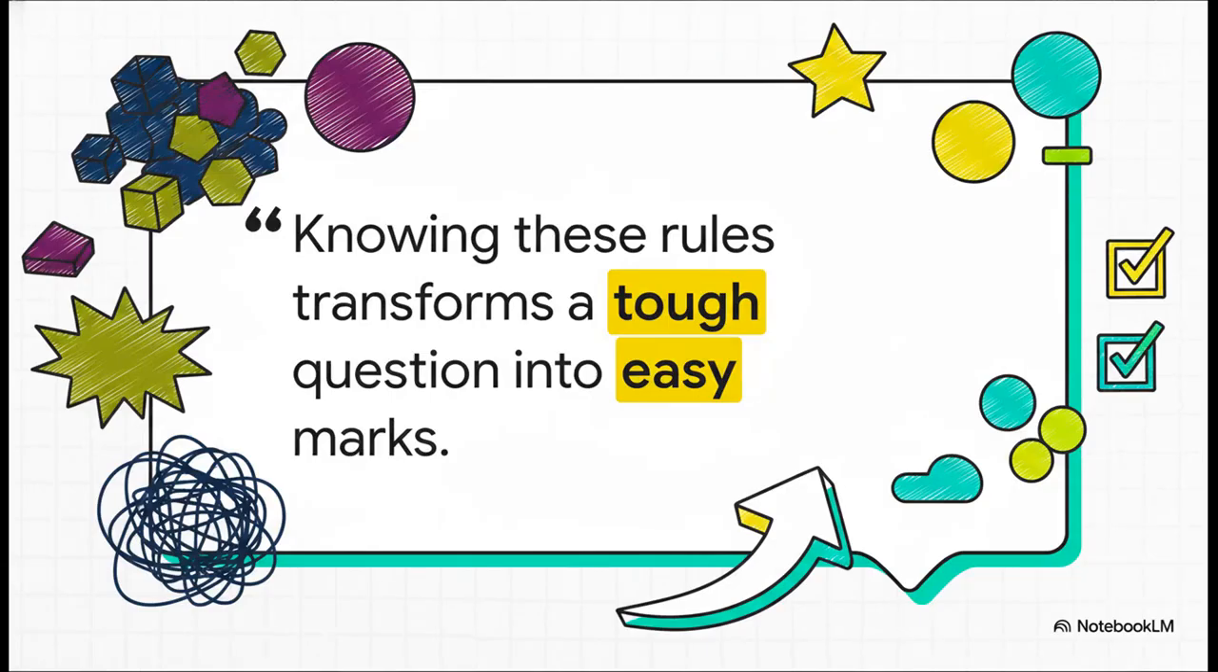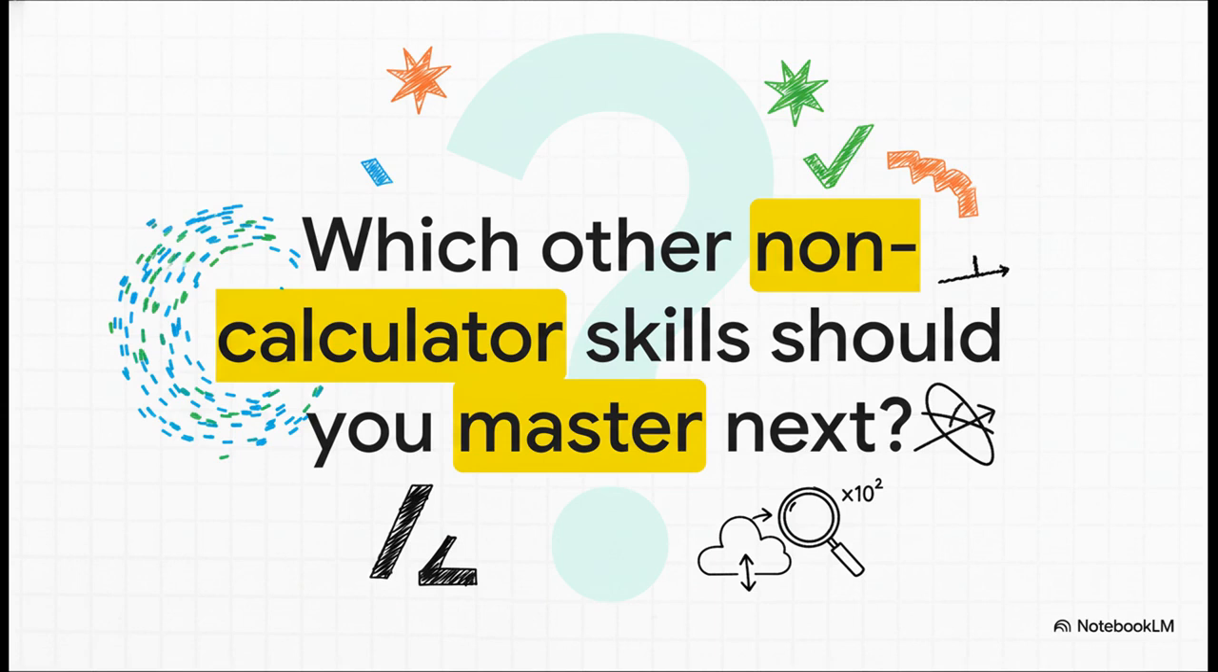And that's really the bottom line. What looks like a difficult abstract question when you first see it is actually just a simple process once you know the index laws. It's all about transforming those scary-looking problems into some very easy marks. So, with these index laws now firmly in your toolkit, what's next? What are the other key non-calculator skills, maybe things like working with standard form or simplifying surds, that could secure you even more marks? Keep practicing these skills, and you'll be ready for anything they throw at you.